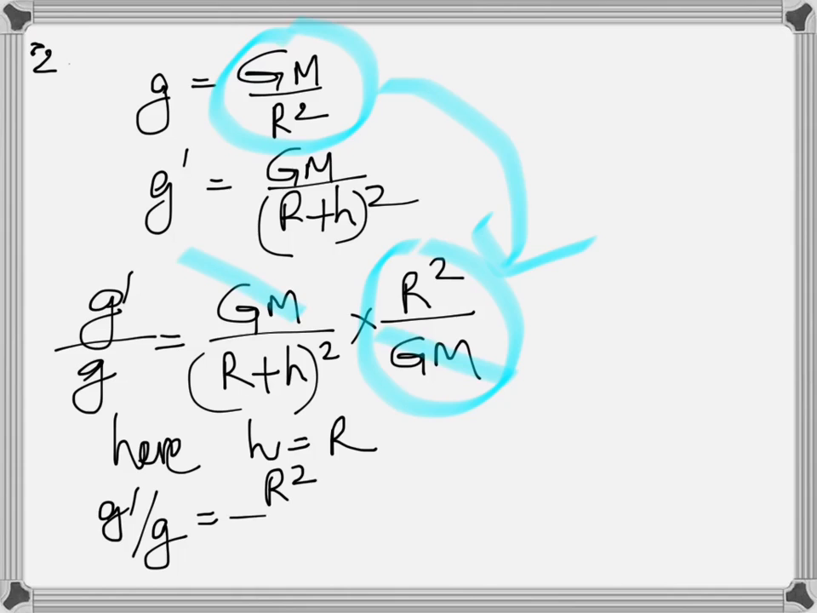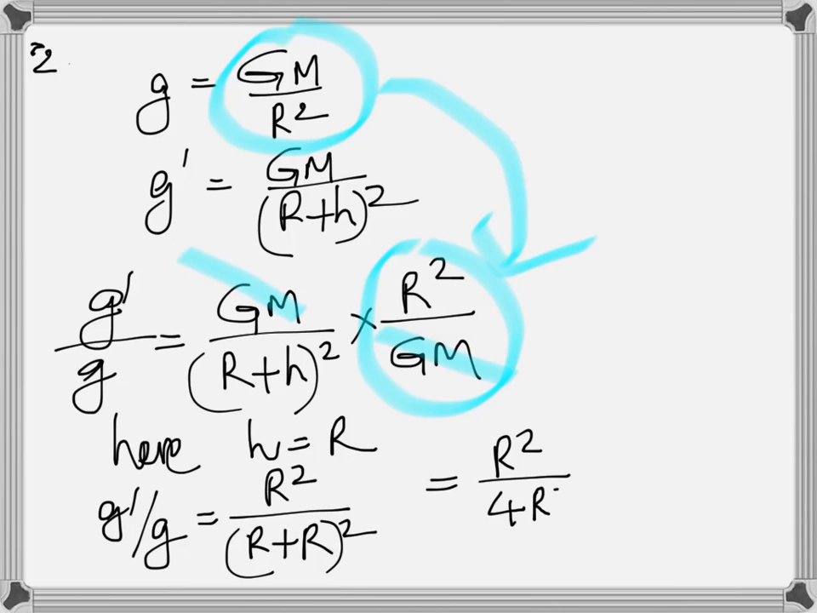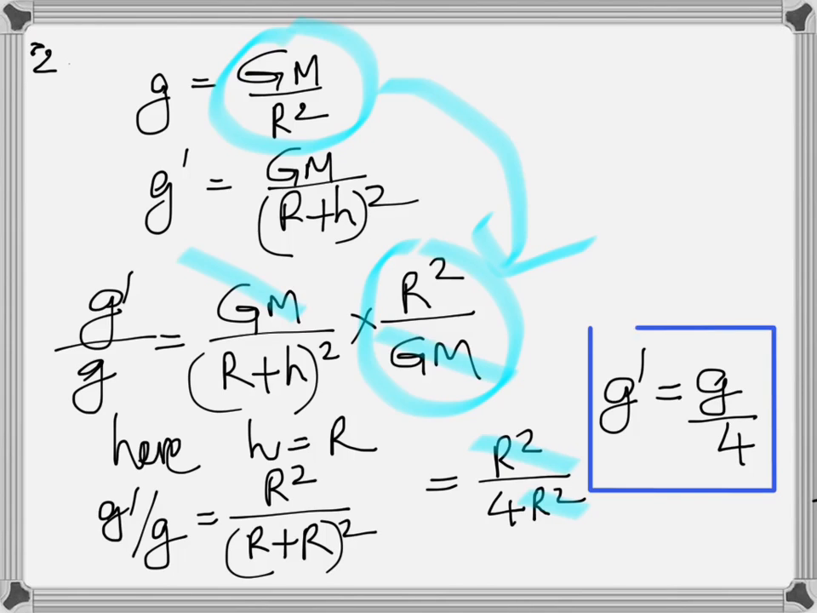And so now G and M got cancelled, so you get r squared over (r plus r) the whole squared, which is 2r the whole squared, isn't it? 2r the whole squared is 4r squared. And so now the r squared and r squared get cancelled, and you get 1 over 4. On the left hand side, you have g prime by g is 1/4. So g prime is g by 4.